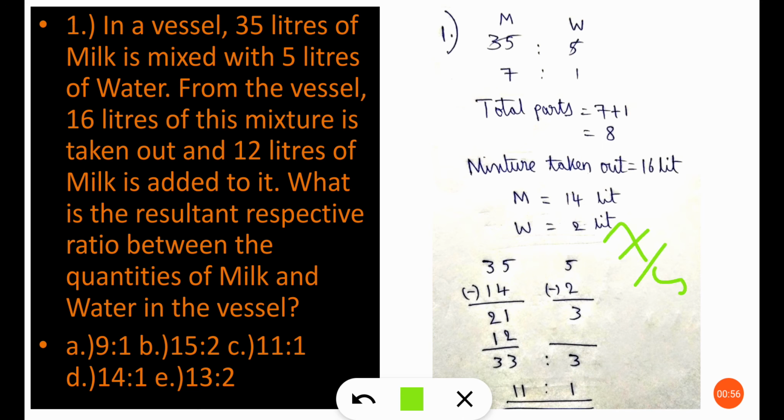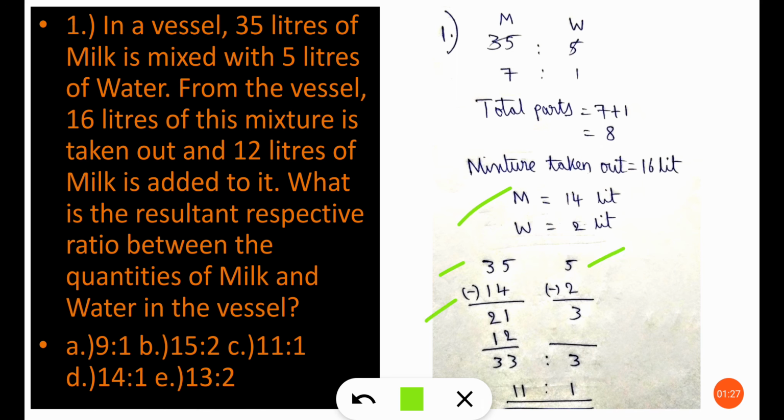7 by 8 into 16. Therefore we get the amount of milk present in the mixture taken out. So 7 by 8 into 16 is 14 liters. 14 liters of milk is present in the 16 liters and 1 by 8 into 16, that is 2 liters of water, are present in the 16 liters. Now the vessel lost 14 liters of milk and 2 liters of water. So 35 liters of milk minus 14 liters of milk is 21 liters. Again 5 liters of water minus 2 liters of water, that is 3 liters of water present in that vessel.